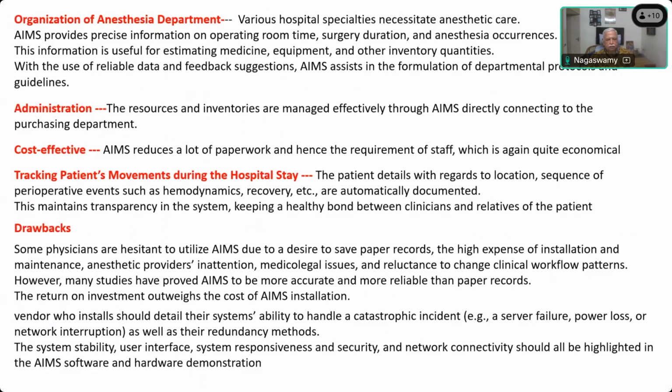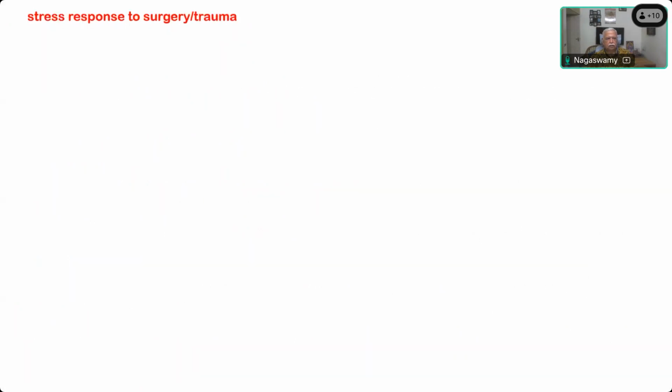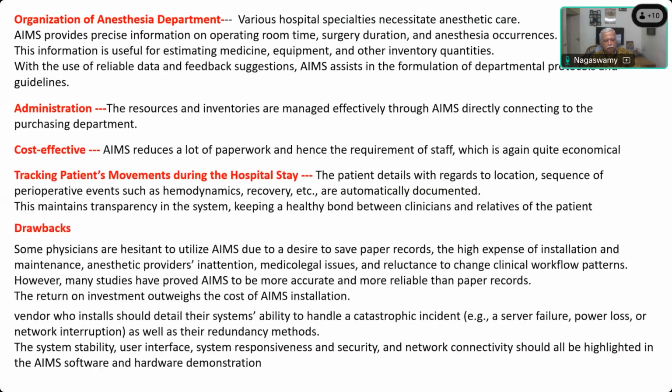Then there are system stability, user interface, system responsiveness, and security. People can steal the data. With any computer work, cyber crimes are there, and people can steal the data. Network connectivity should be highlighted in AIMS software and hardware demonstration. So these are all the drawbacks that we have to remember with regard to AIMS.